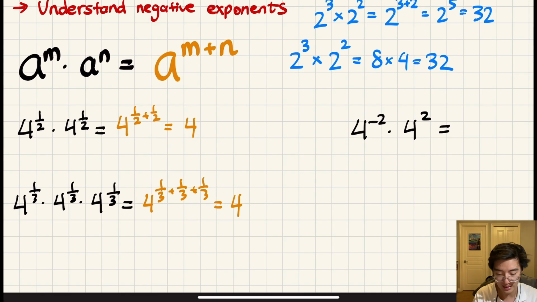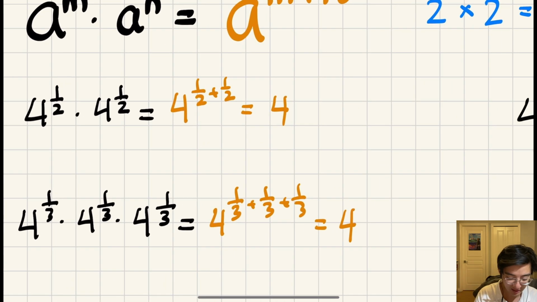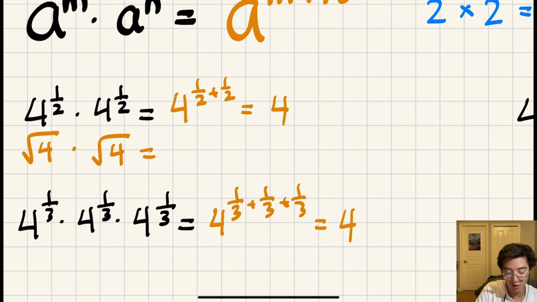So we notice that what the fraction exponents are is just square roots. The only way we can actually get 4 here is if the fraction exponents just mean square roots. Because if we multiply the square root of 4 by the square root of 4, we just get 4 by itself. The square root of 4 is 2, so 2 times 2 gets us 4.